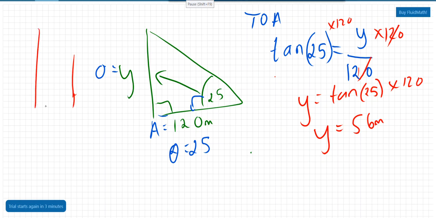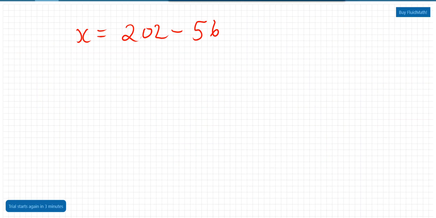Okay, so remember our buildings, the taller one was 202 meters. From here to here, there was our triangle. We have now found 56 meters. So all you're going to do now to work out what the shorter building is, we called our shorter building x. So x is equal to 202 take away 56, which gives us 146 meters to the nearest meter.